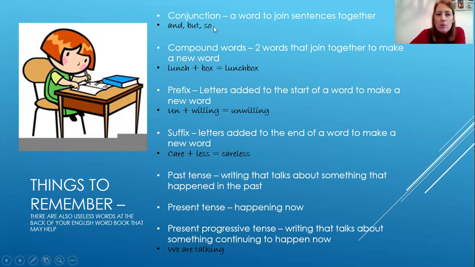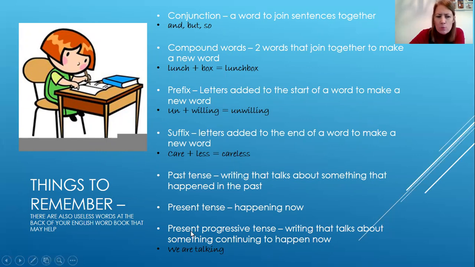A conjunction is words that join together. Compound words, if you remember from phonics in year 2, are two words joining together to make a new word. A prefix is some letters at the start of the word that you add to a normal word that can change its meaning. A suffix is letters that go on the end of the word that can create a new word. Past tense is writing that talks about something that's happened in the past, it's finished. Present tense talks about things that are happening now.